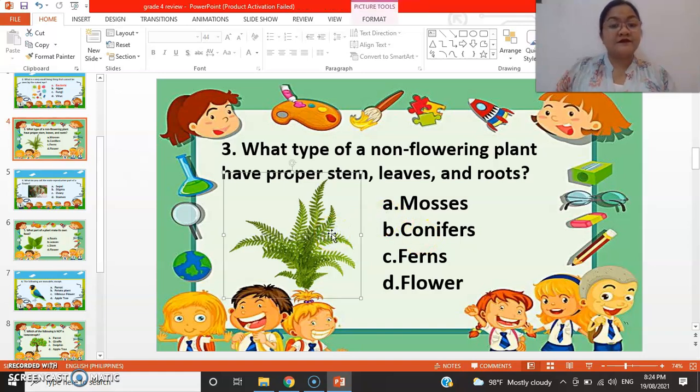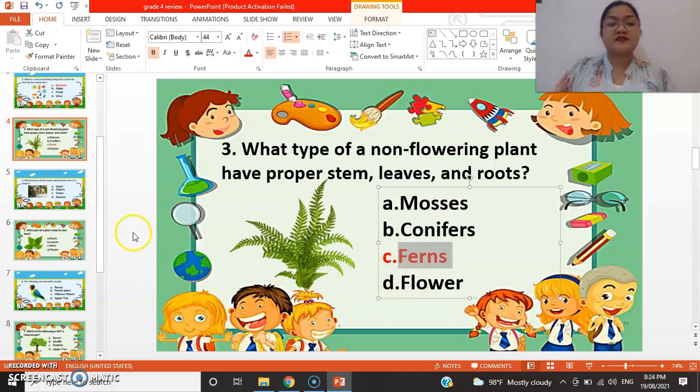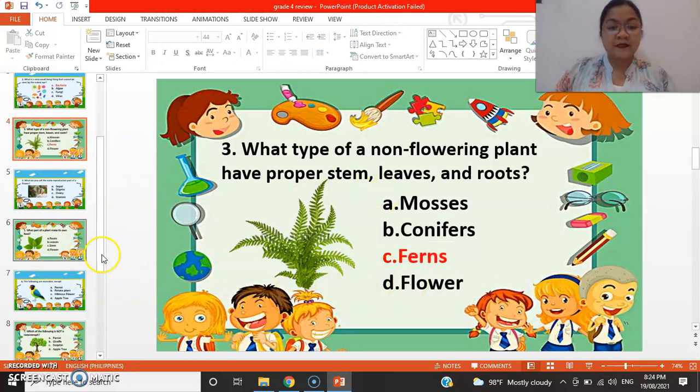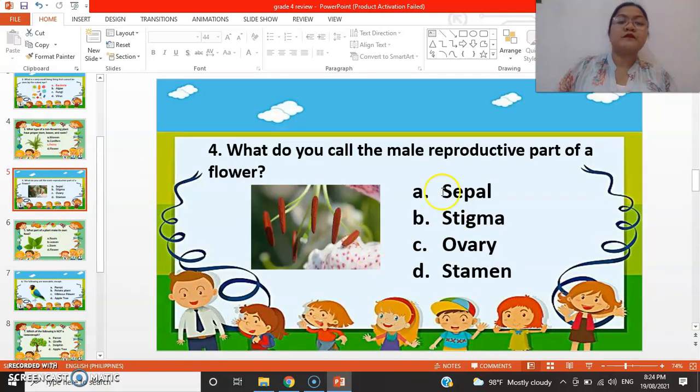5, 4, 3, 2, 1. The correct answer is letter C, ferns. Very good. Next, number 4. So what do you call the male reproductive part of a flower? When we say male, it's a boy. So what do you call the male reproductive part of a flower?